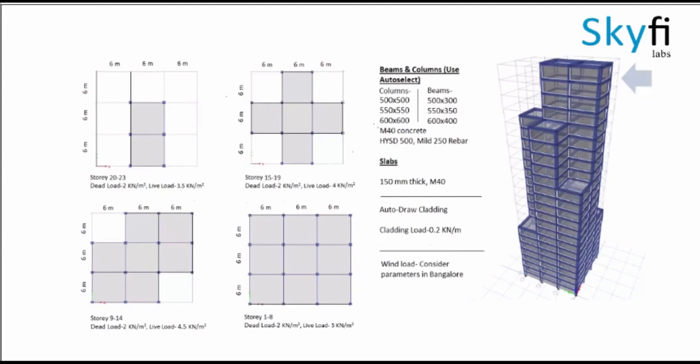Hi there. We are going to do tall building design using ETABS, considering wind load parameters in Bangalore. By looking at this figure, we can see the various beams and columns that have been given, and we have to use the auto select option for both beams and columns of various sections, considering M40 concrete, HYSD 500 and mild steel 250 rebar. The slab is 150 thick, and the various sections and grid lines as shown in the figure have to be constructed.